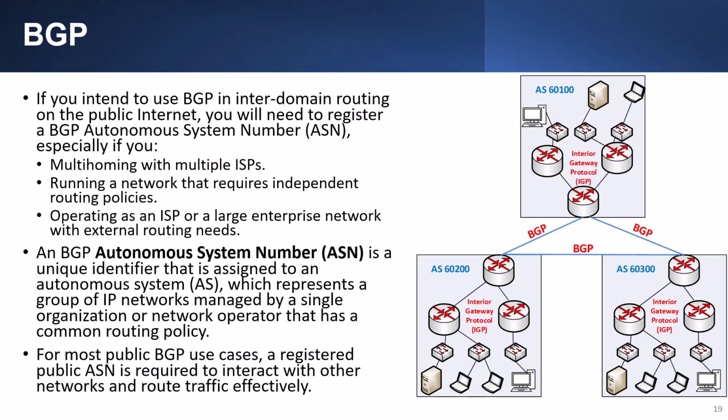If you intend to use BGP for interdomain routing on the public internet, you need to register a BGP autonomous system number, especially if you are multi-homed with multiple ISPs, running a network that requires independent routing policies, or operating as an ISP or large enterprise network with external routing needs. A BGP autonomous system number is a unique identifier assigned to an autonomous system, which represents a group of IP networks managed by a single organization or network operator that has a common routing policy. For most public BGP use cases, a registered public ASN is required to interact with other networks and route traffic effectively.